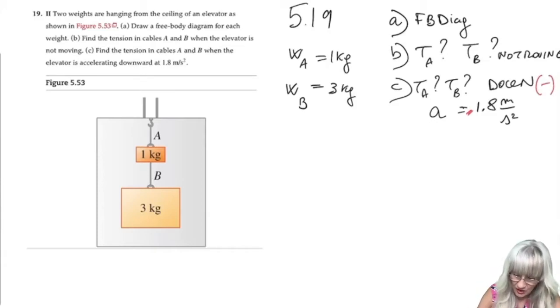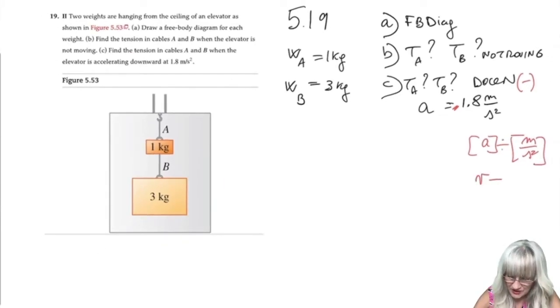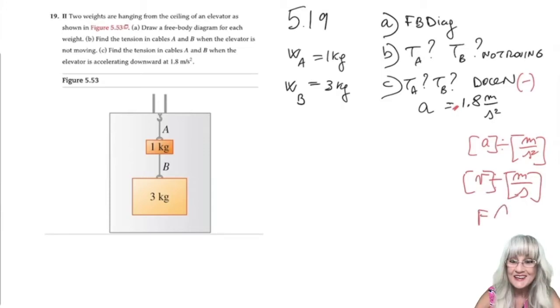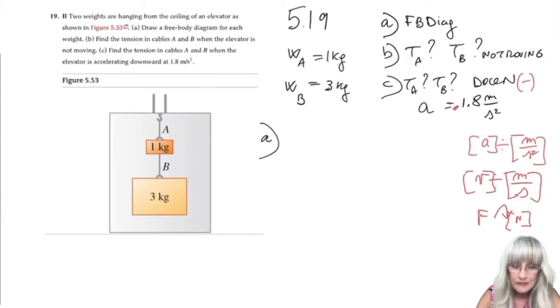Again, a quick recall, an acceleration is always measured in meter over second square. Another quick recall, your velocity is always measured in meter per second. Your force, quick recall, is measured in Newton, N, sorry. Okay, so let's do the free body diagram. I'm going to do it here.